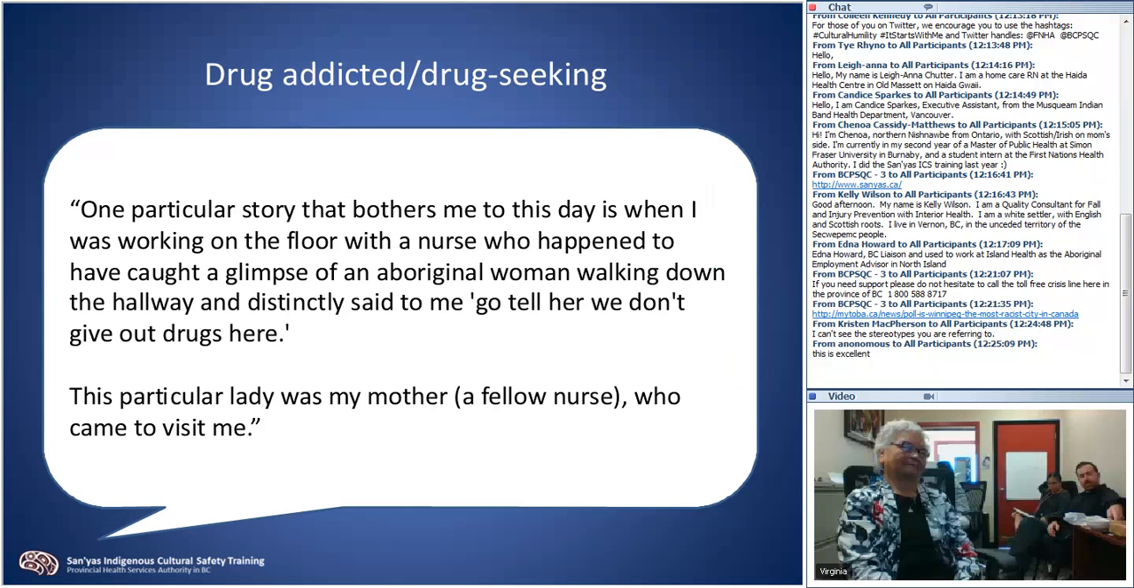I'll read the quote. "One particular story that bothers me to this day is when I was working on the floor with a nurse who happened to have caught a glimpse of an Aboriginal woman walking down the hallway and distinctly said to me, 'Go tell her we don't give out drugs here.' This particular lady was my mother, a fellow nurse who came to visit me."